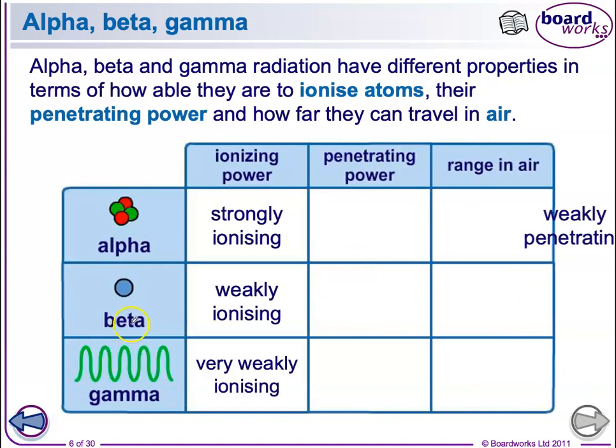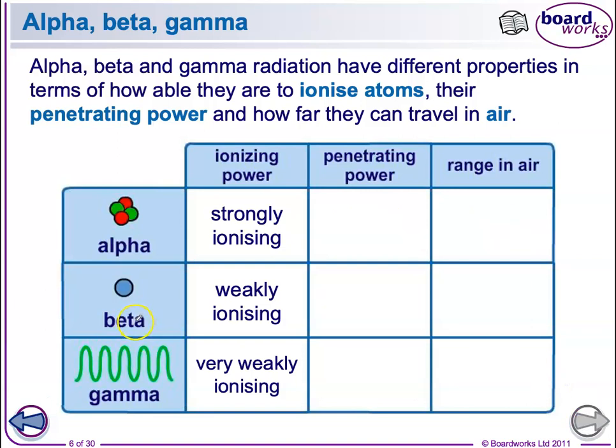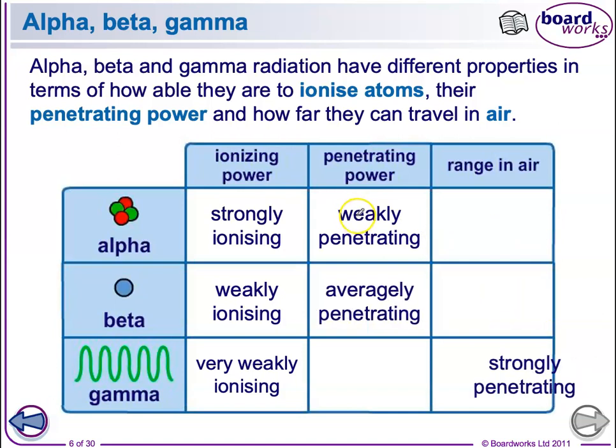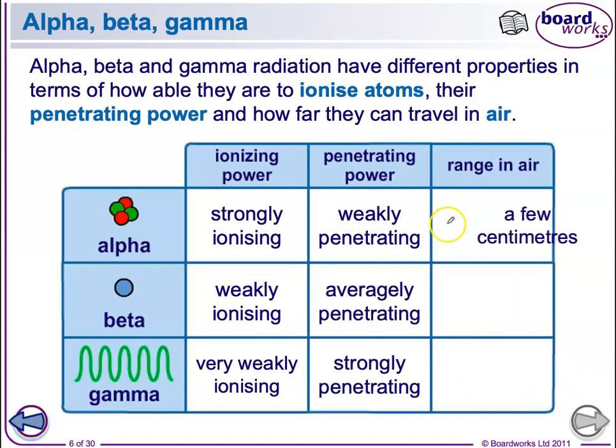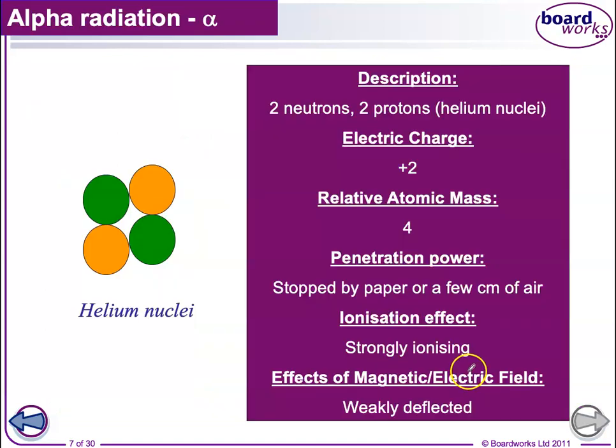So just to summarize for you then, I will go one at a time. In terms of ionizing ability, alpha is most ionizing, gamma is least. In terms of penetrating, alpha is least, gamma is most penetrating. In terms of range in air, alpha travels a few centimeters, beta a few meters, and gamma travels a few kilometers in air. That should say kilometers, sorry, my apologies. A few meters or a few kilometers, it makes sense.